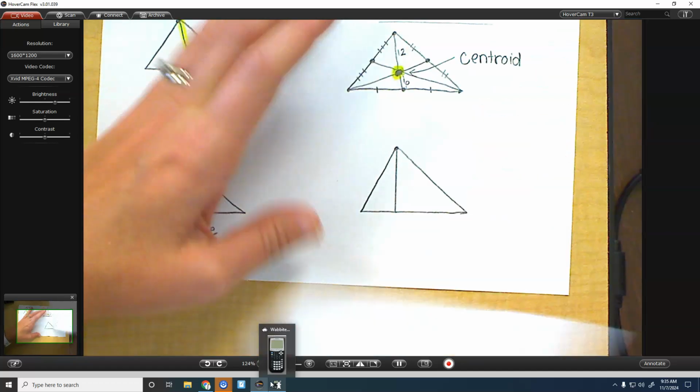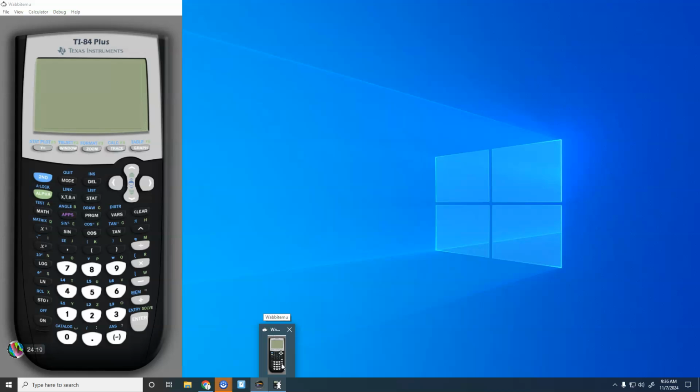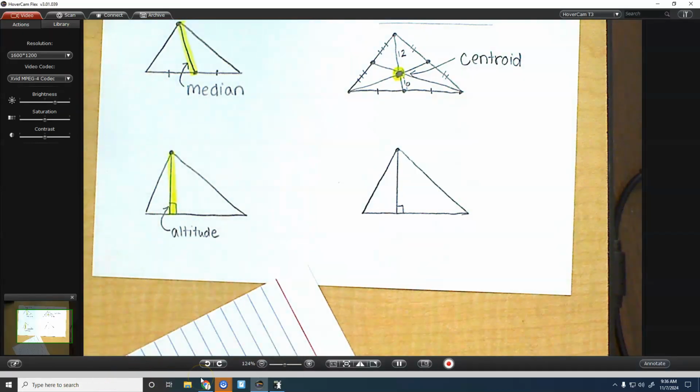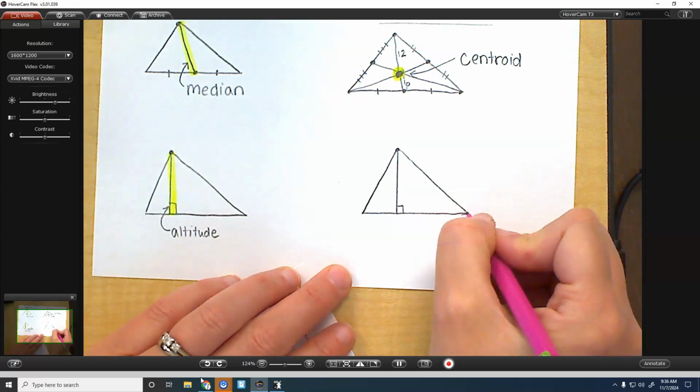Get this. Oh my, what did I do? There we go. So that looks like our first one that we drew. Okay, everybody good here? Alright, then we're going to go from the other vertex.